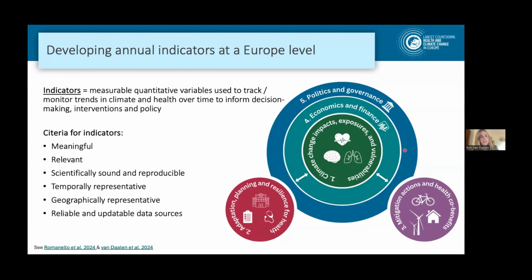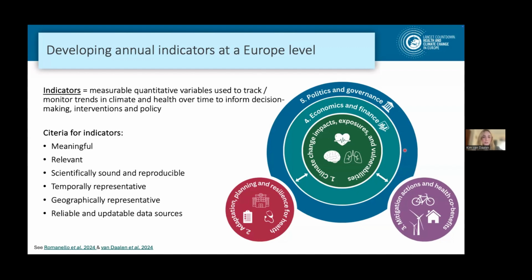So what I mean by that is that we want to go back to a date as far back in the past as we can. So usually that is about 1951, to a date as recent in the present. So for our last reporting cycle, we were able to report up to 2022. They also need to be geographically representative.